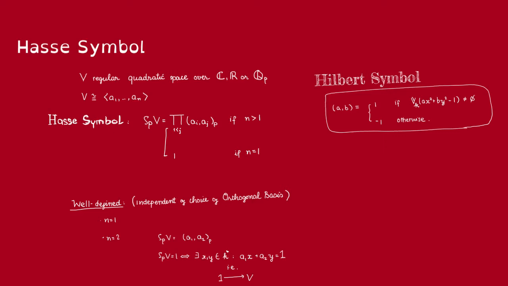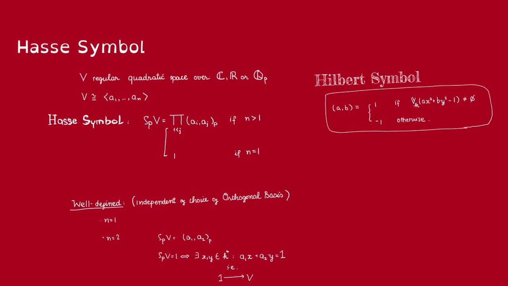Previously, we have classified quadratic spaces over finite fields. Coming up next, we are going to classify regular quadratic spaces over p-adic numbers. Now the difference is that for finite fields, quadratic spaces are completely classified by two invariants, dimension and discriminant. For quadratic spaces over Q_p, we need to add one more invariant, the Hasse symbol.